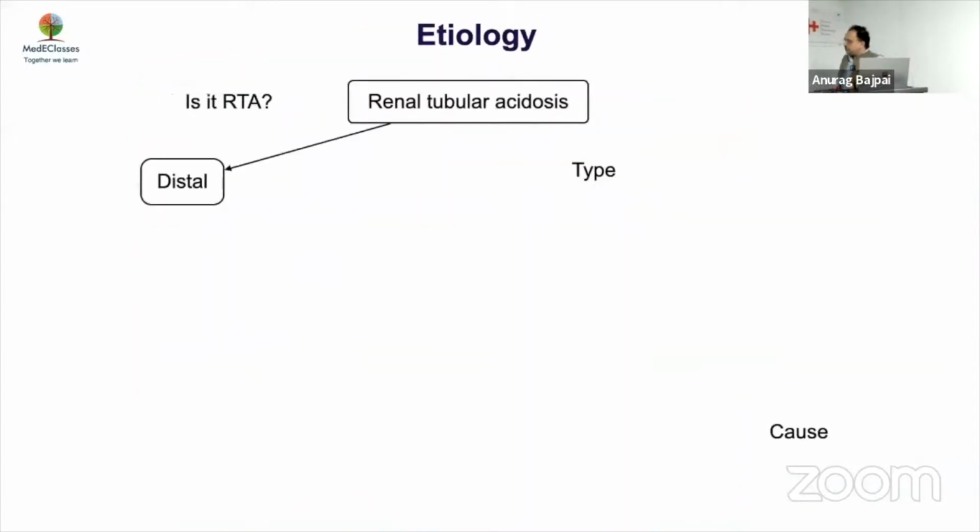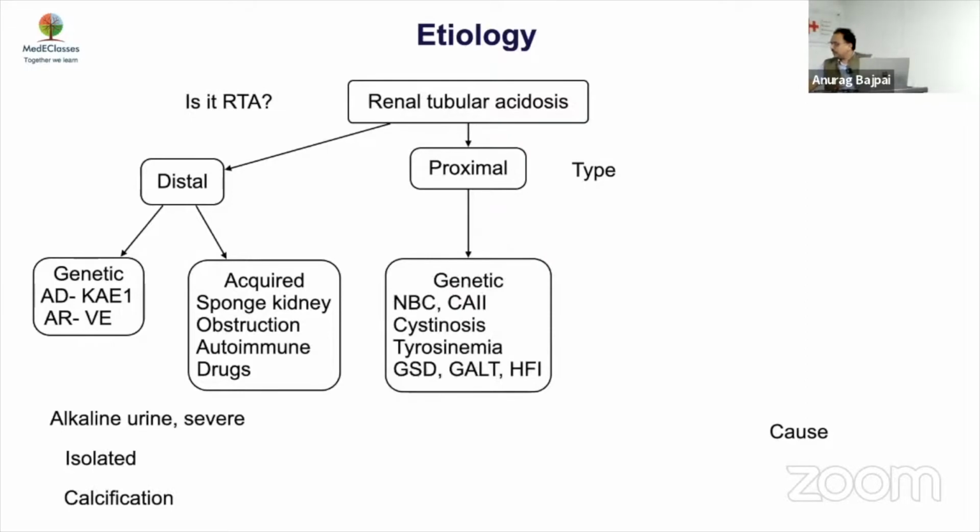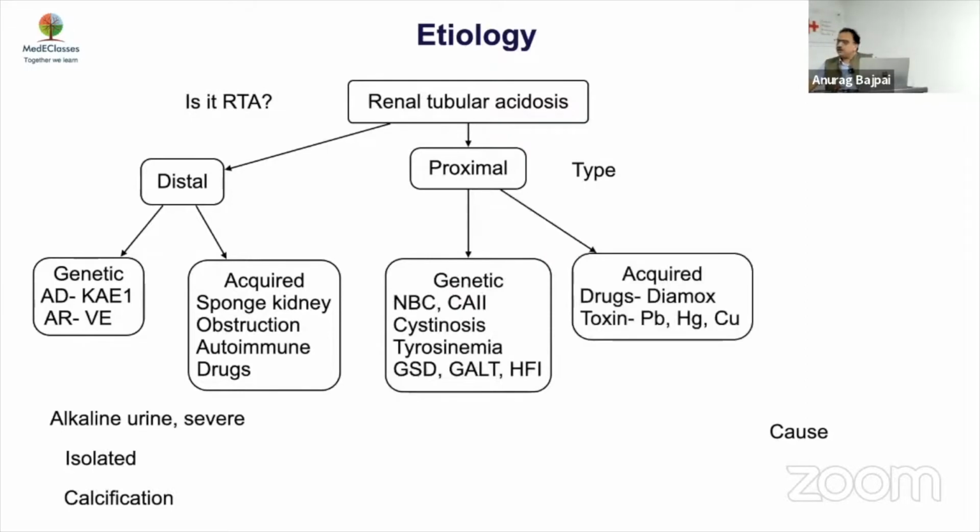So renal tubular acidosis can be distal, which can be genetic or acquired. Now, this is very important. We'll show you how it is important in one of our cases, particularly obstruction and autoimmunity can be important. This will be alkaline urine, which is severe, isolated, with calcification. Proximal RTA is usually genetic, and it can be because of some drugs or toxins, usually associated with acidic urine, which is self-limiting with loss of glucose, phosphorus, and amino acids. There will be no calcification.